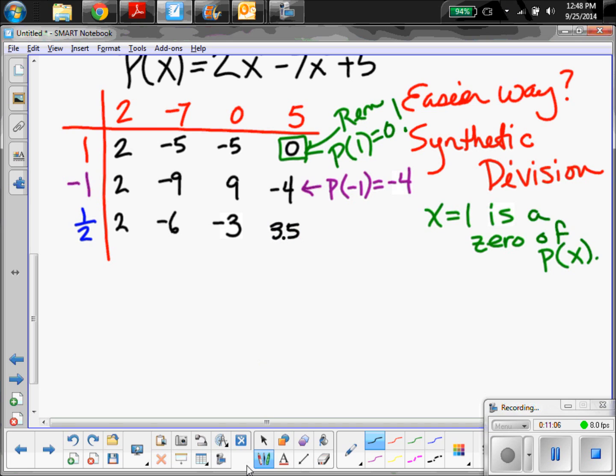All right, what does that tell me? That p of 1/2 is 3.5. Therefore, 1/2 is not a 0 because I'm not getting 0 for p of 1/2. All right, let's try negative 1/2.